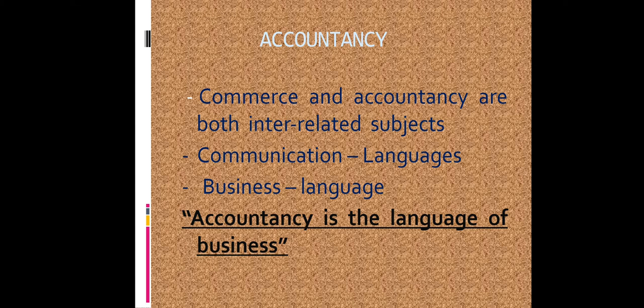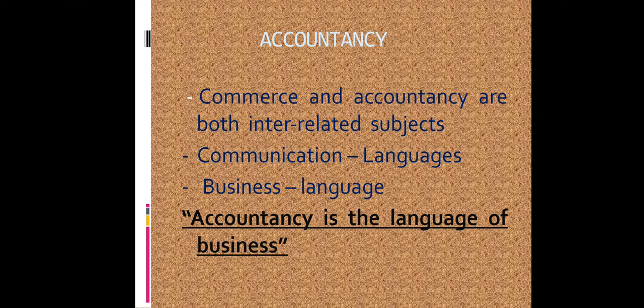In the same way, we have many languages for us to write and speak, and they help us in communication. So for business also, a language is needed for communication. And here the language is said to be accountancy. So in short, we can say accountancy is the language of business. Again, I repeat, accountancy is the language of business.